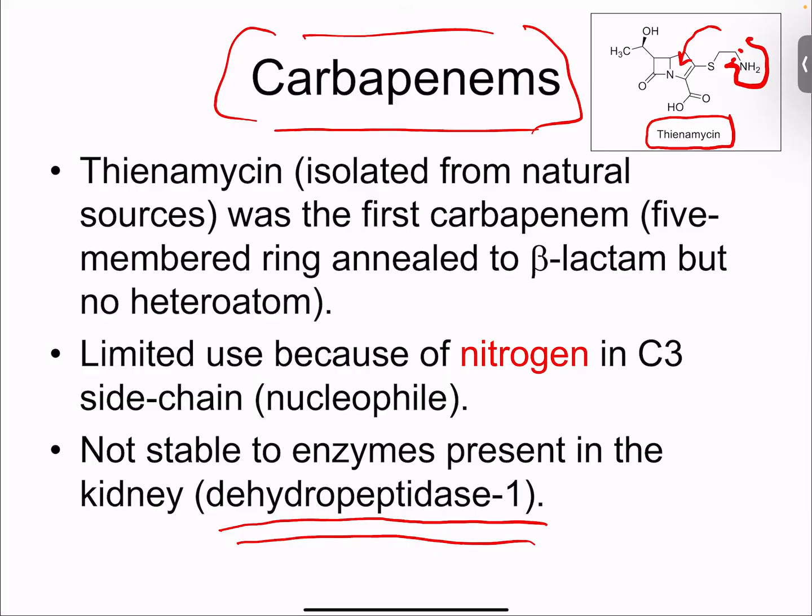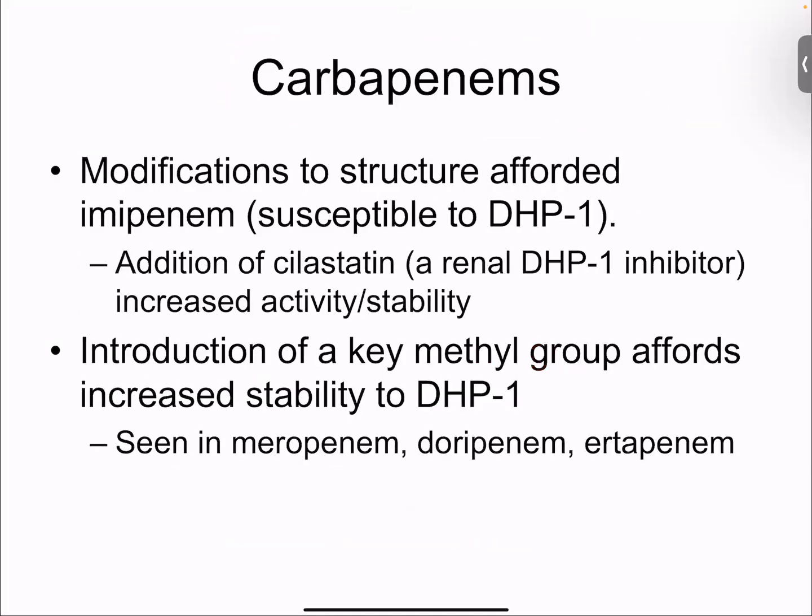If we're going to take a lead molecule like that and develop it for clinical use, what was done to overcome these two problems? Well, you can modify the structure of thienamycin to decrease the nucleophilicity of the amino group coming off the side chain. That's the first thing we can do. It enhances stability. And then an inhibitor of dehydropeptidase 1 was identified, called cilastatin.